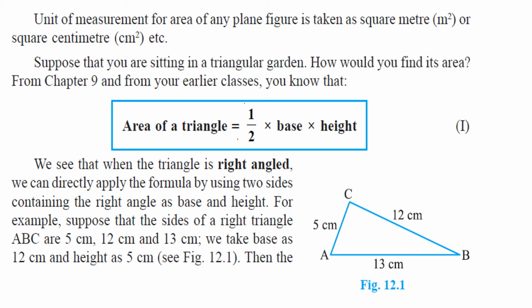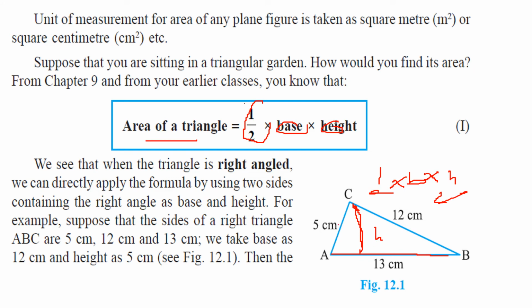Now suppose you are sitting in a triangular garden. How do you find the area? We know that if this is a triangle, you need a base and a height perpendicular to it like this. So the area is half into base into altitude, for a right angle triangle. The area of a triangle is like this, right?